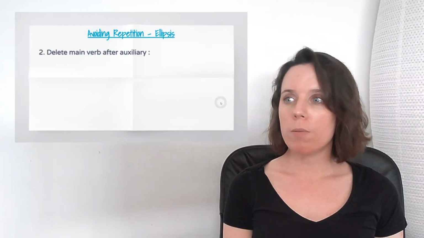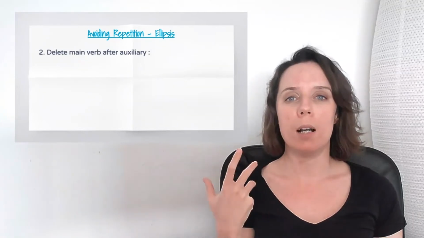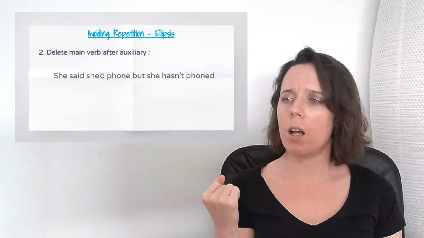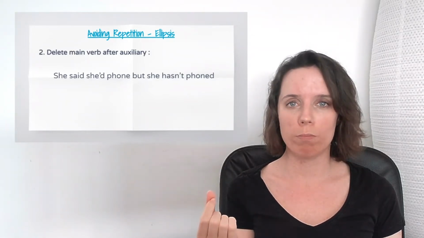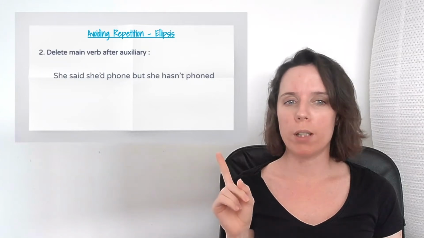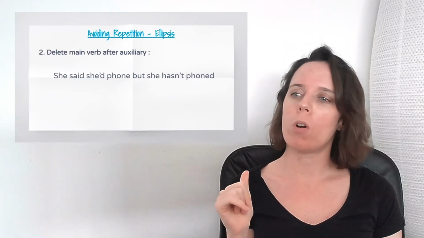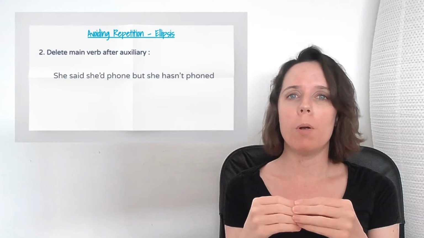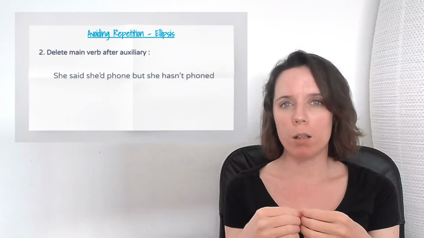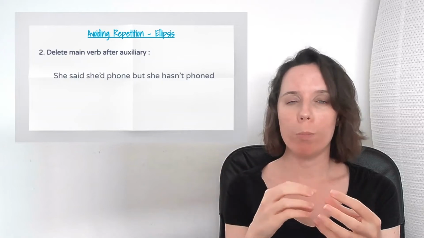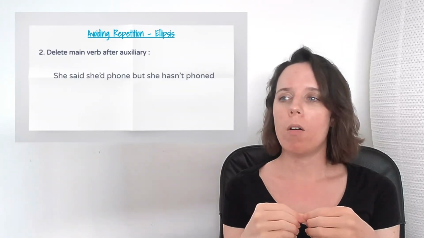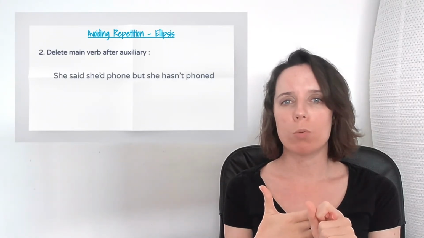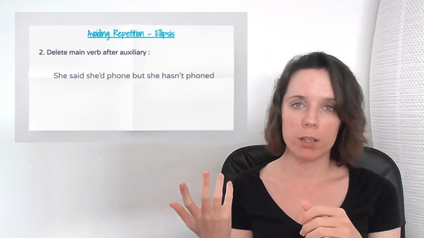Another use of ellipsis is to delete a main verb after an auxiliary verb. We've got a sentence here: She said she'd phone, but she hasn't phoned. First of all, find the auxiliary in this sentence. If you don't know what an auxiliary verb is, it is a verb that doesn't have a meaning, but we use it as a marker. It's a kind of helping word to other verbs. We have three auxiliaries in English: have, be, and do. When we use those words and they don't have a meaning, they are auxiliary words.